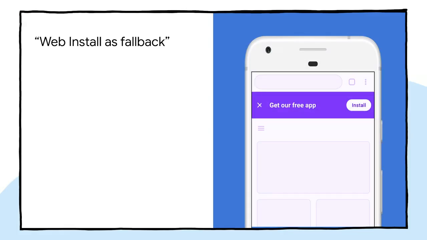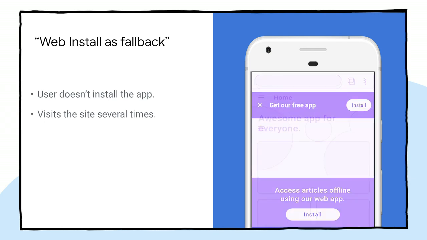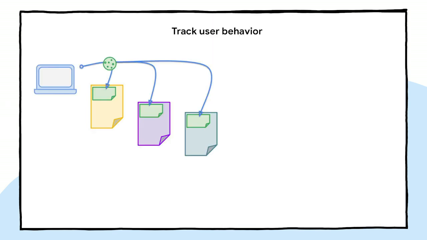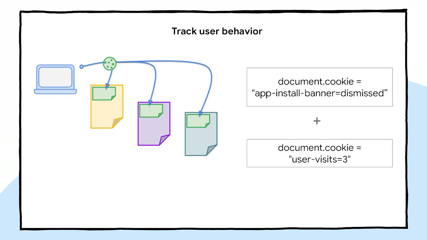In this strategy, you can start showing the native app install prompt. If the user doesn't install the app and keeps visiting your website, chances are that the web is their platform of choice. After a while, you can start promoting your PWA to these users. This strategy can be implemented very easily. For example, by using cookies to track user behavior. The group of users that dismiss the app banner and keep coming several times to the site might be good candidates for a web install offering.